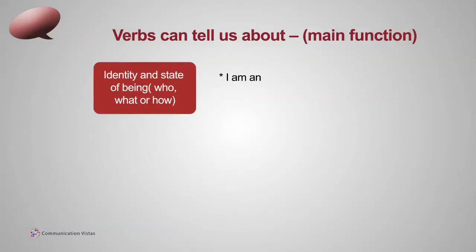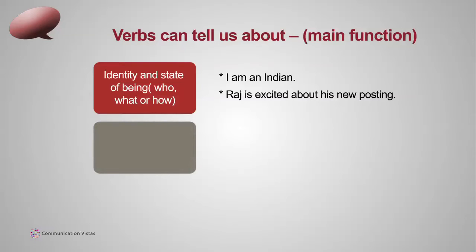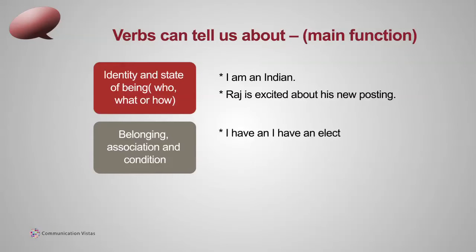I am an Indian. Indian is the identity of the subject I. Raj is excited about his new posting. Excited shows the state of being of the subject Raj. Number 2, belonging, association, and condition. I have an electric car. That is, the electric car belongs to me.